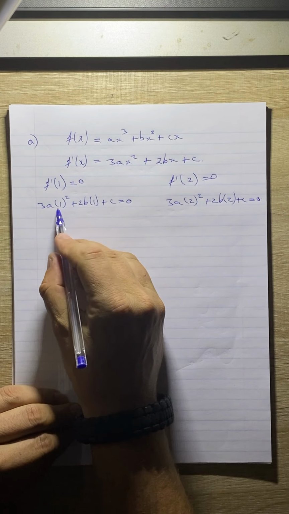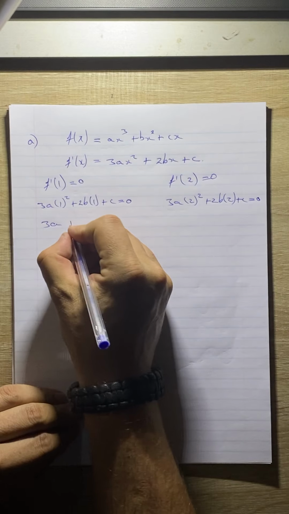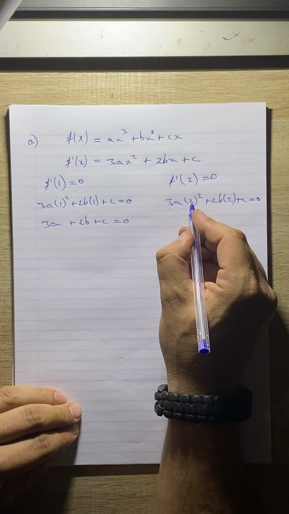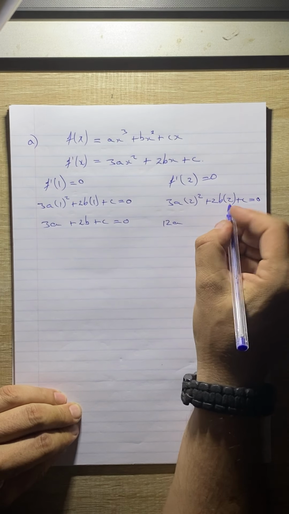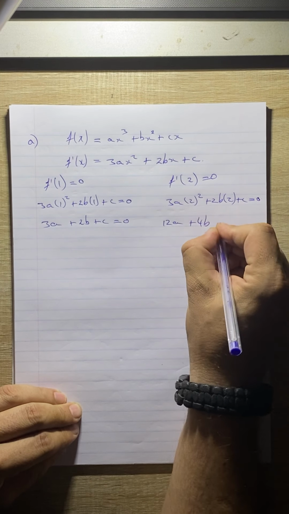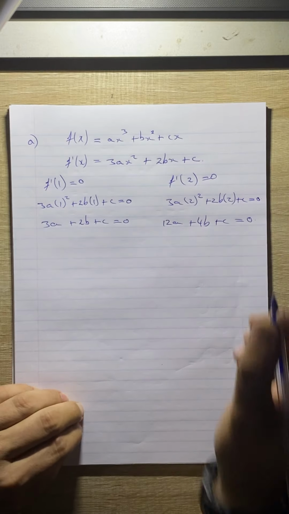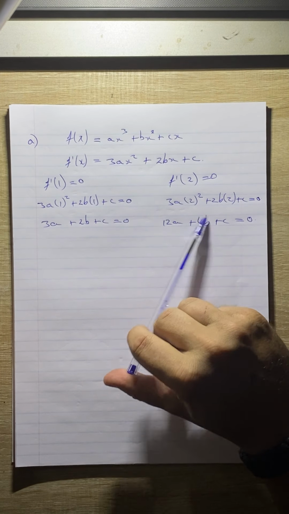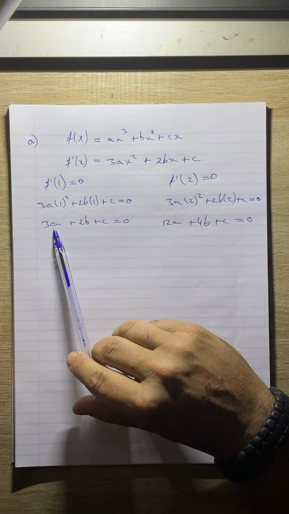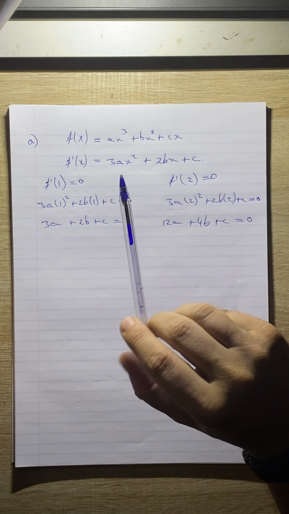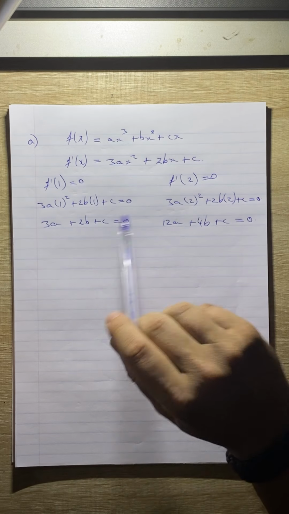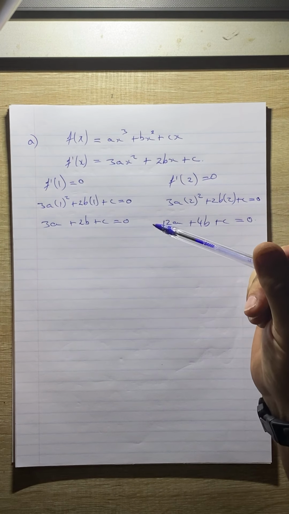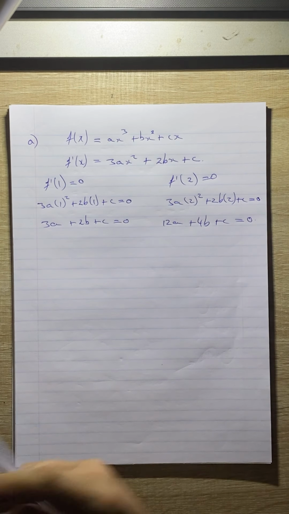I'm just going to simplify this out. So we get 3a plus 2b plus c equals 0. That's going to give us 4. That's 12a plus 4b plus c equals 0. Now, we've got a bit of a problem here, grade 12s, because we've got two equations, but we have three unknowns, a, b, c. So we can't solve this as it is because we only have two equations, three unknowns. So I need to find another bit of information that will help me get another equation.